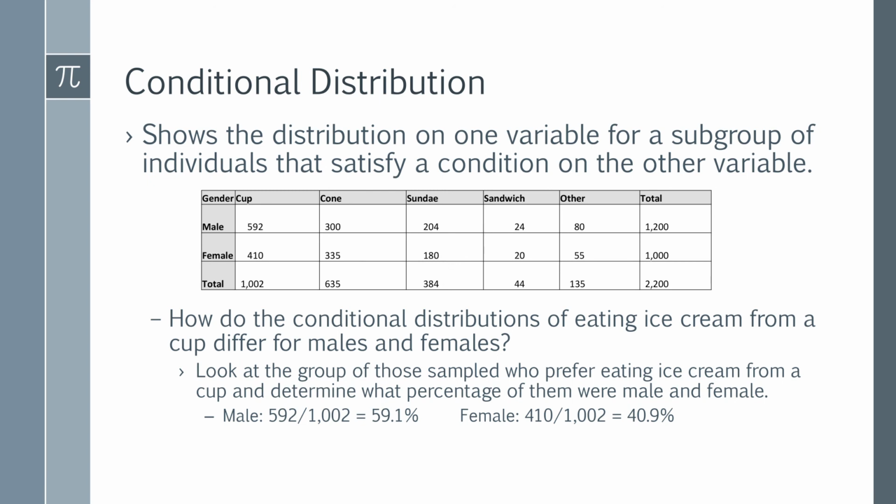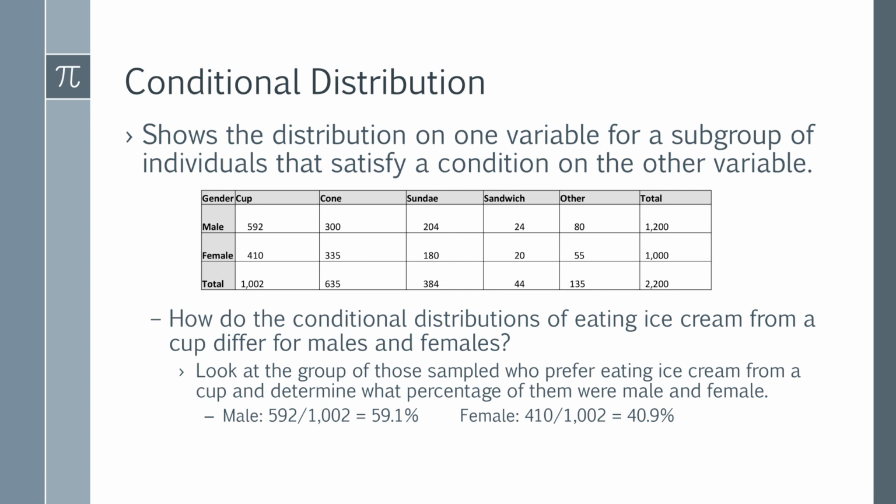We look at the column labeled cup, and we had a total of 1,002 people who preferred eating ice cream from a cup. 592 of those are male, 410 of those are female. So we take the 592, divide by 1,002, and that gives us 59.1% male. For females, it's 410 divided by 1,002, which gives us 40.9%. So we're looking for the distribution conditional, in this case, on the method preferred being a cup.